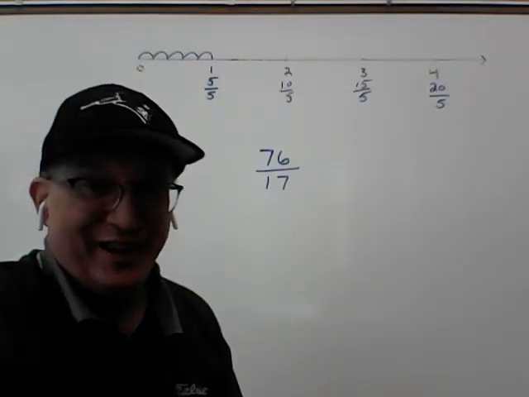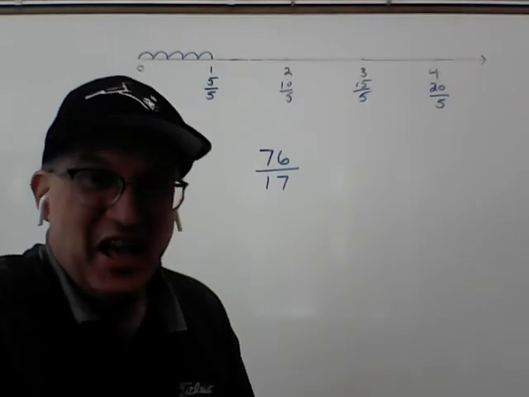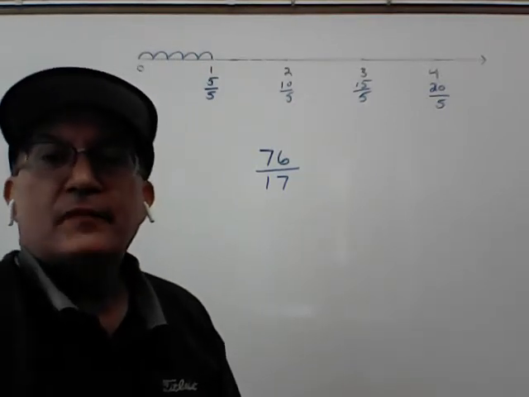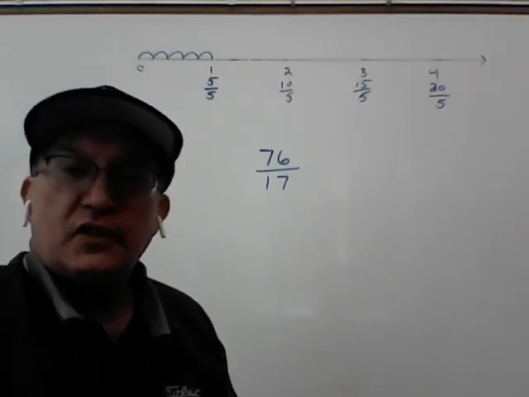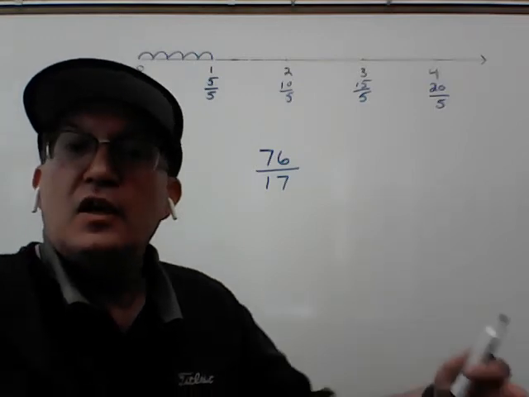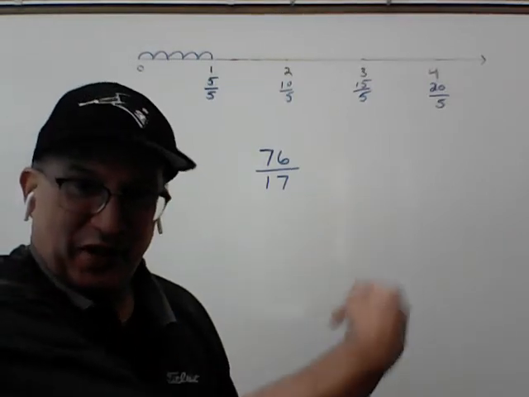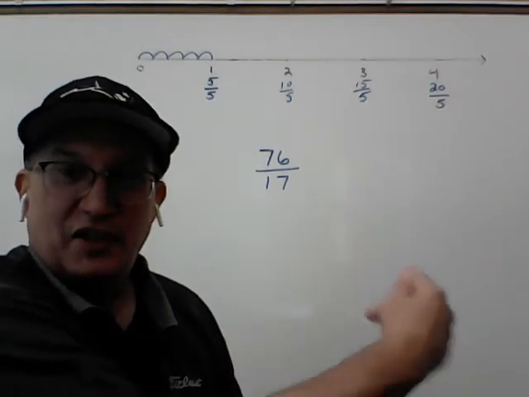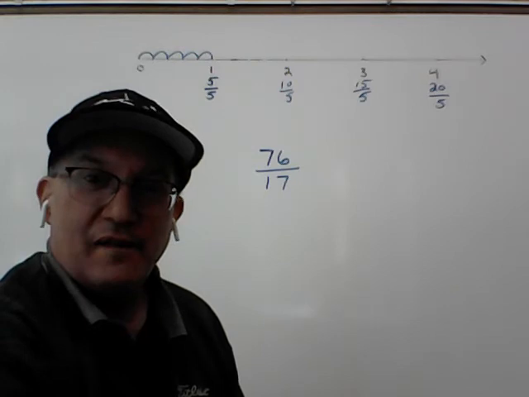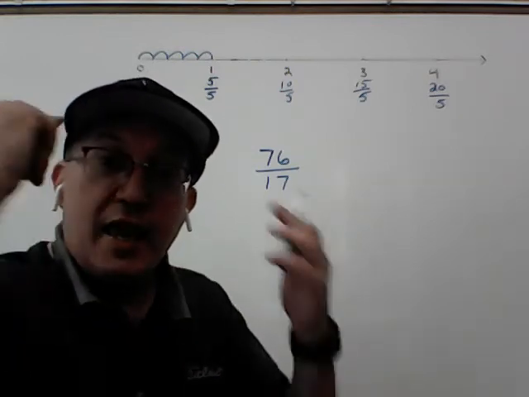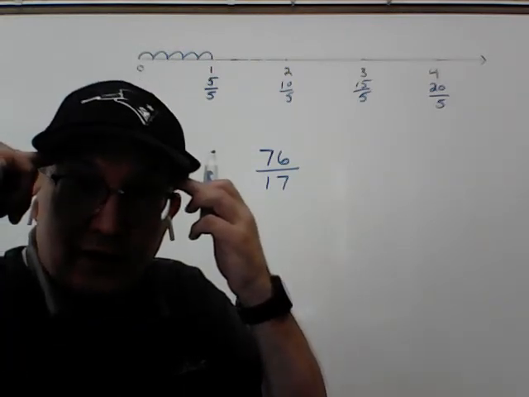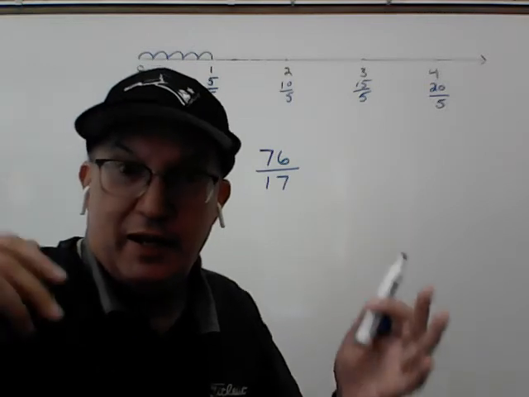Oh, this one's fun. 76/17. In order to understand 76 17ths, go ahead and construct a 17th number line. Between 0 and 1, divide into 17 equally sized pieces. Would you rather not do that? Can you abstract it? Can you imagine it in your mind?